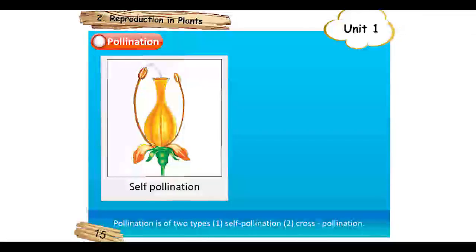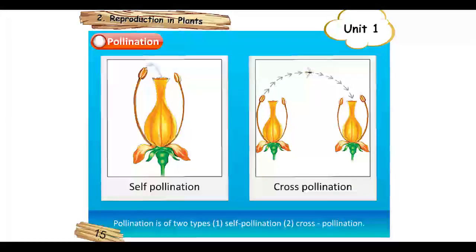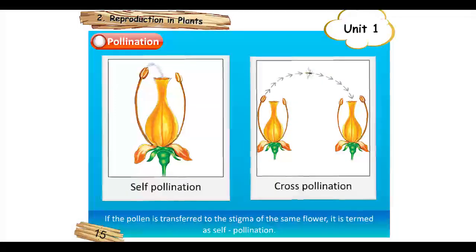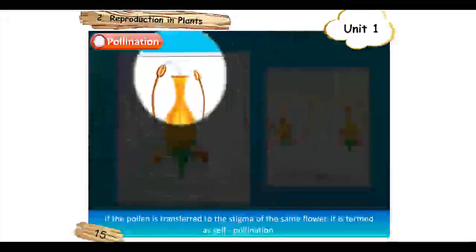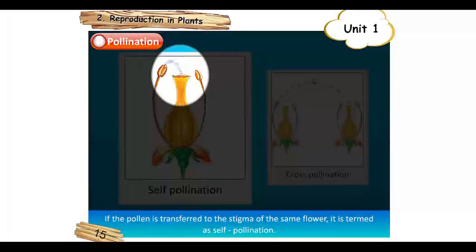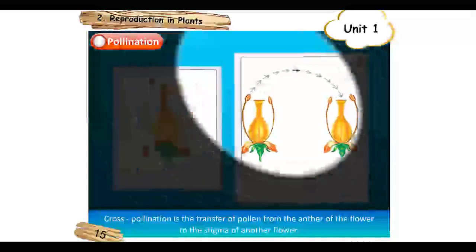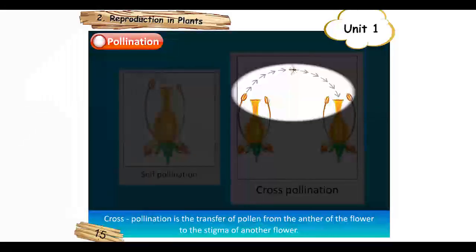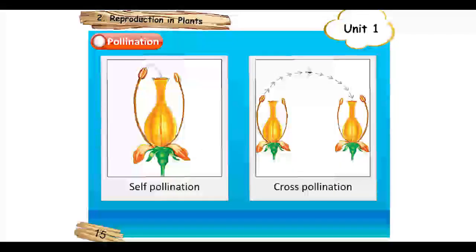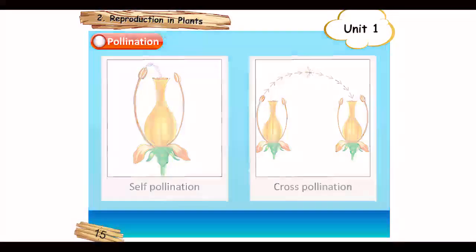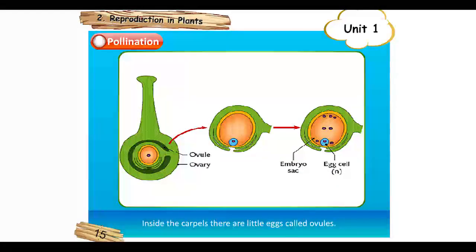Pollination is of two types: 1. Self-pollination. 2. Cross-pollination. If the pollen is transferred to the stigma of the same flower, it is termed self-pollination. Cross-pollination is the transfer of pollen from the anther of a flower to the stigma of another flower.